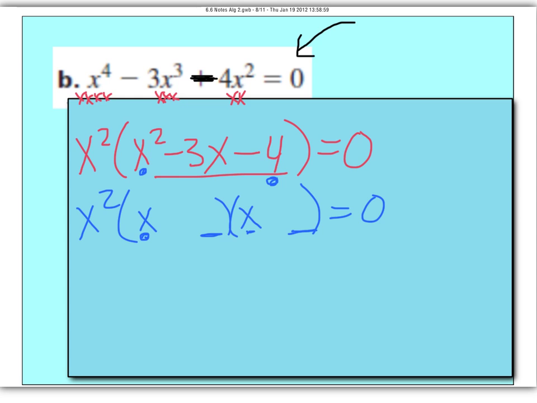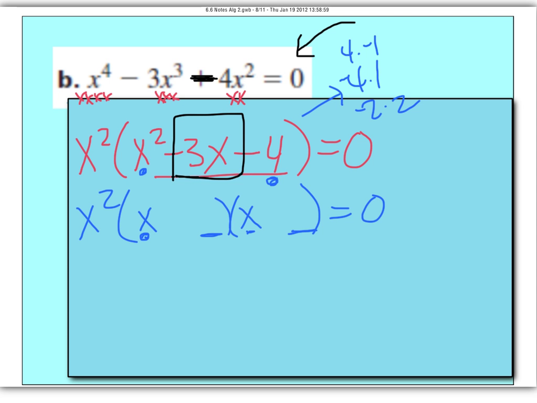The options for negative 4 would be I could use 4 times 1 or 2 times 2. Now it has to multiply to negative 4, so we'd have to have a negative somewhere. Maybe it's negative 4 and 1, or 4 and negative 1. Maybe it's negative 2 and 2. I have to put them in the order here such that it's going to add to negative 3x.